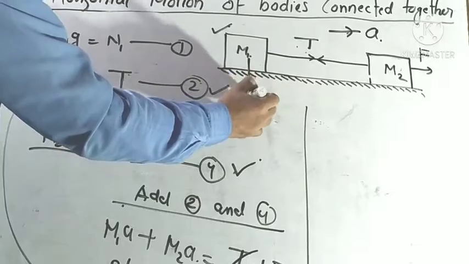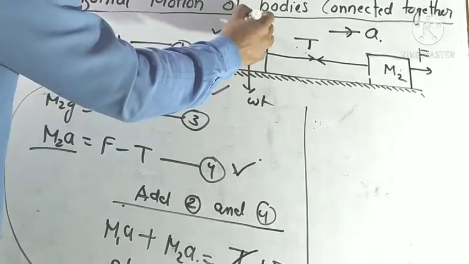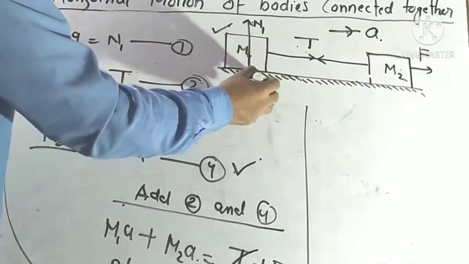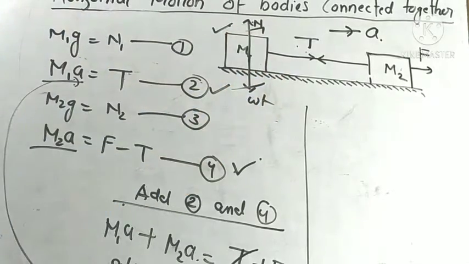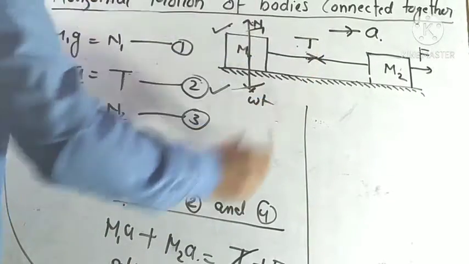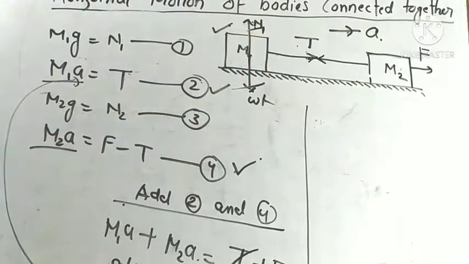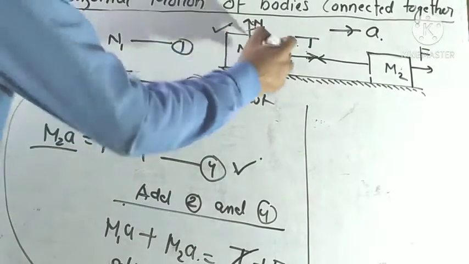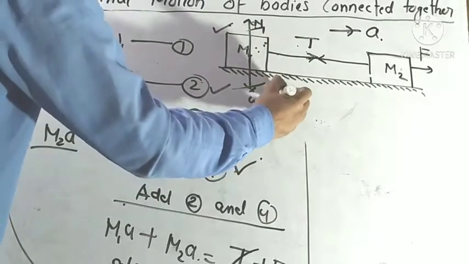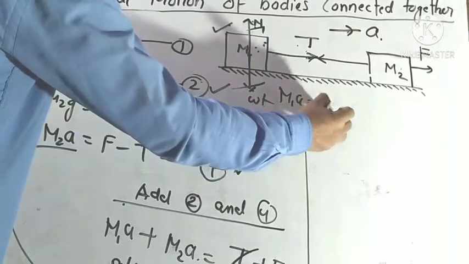So there are two forces: the weight of this body and the normal force. The weight and the normal force balance each other, because both have the same magnitude but their directions are opposite to each other. The tension T in the string is the only force that works here, due to which this body moves to the right with acceleration a. So the net force working on this body is m1a equal to tension T.